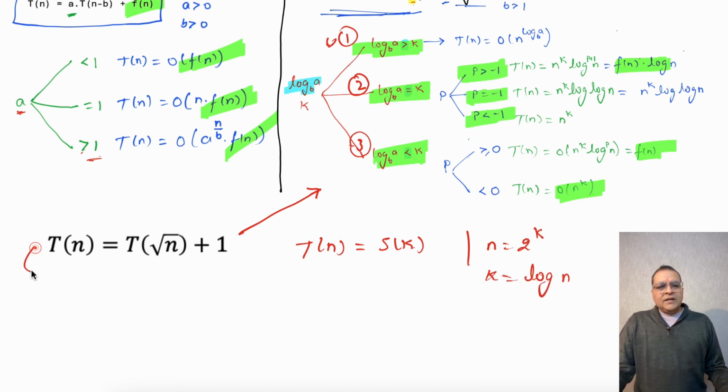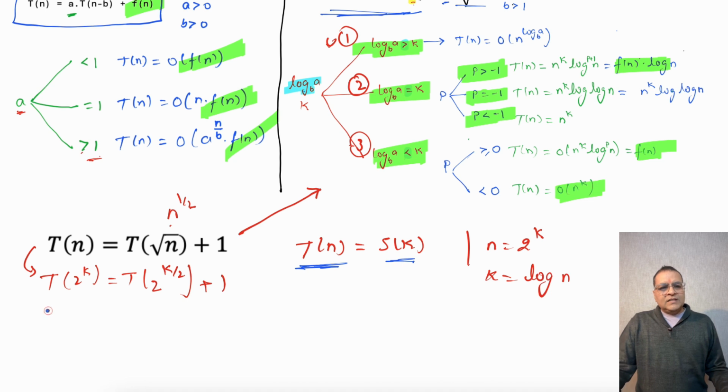In this equation, if we replace n with k, we will get T of 2 raised to the power k is equal to T of n raised to the power 1 by 2. So n is 2 raised to the power k, so this will be 2 raised to the power k by 2. We know that Tn is equal to S of k. So this comes out to be S of k is equal to S of k by 2 plus 1.